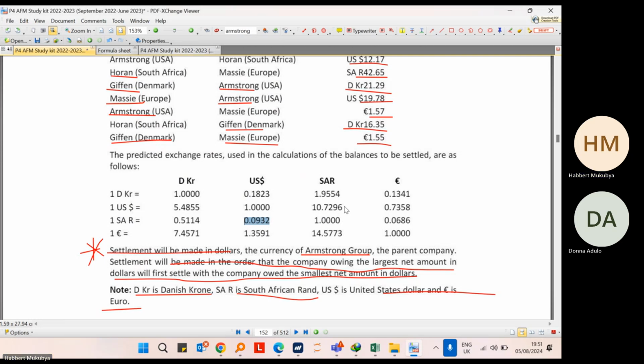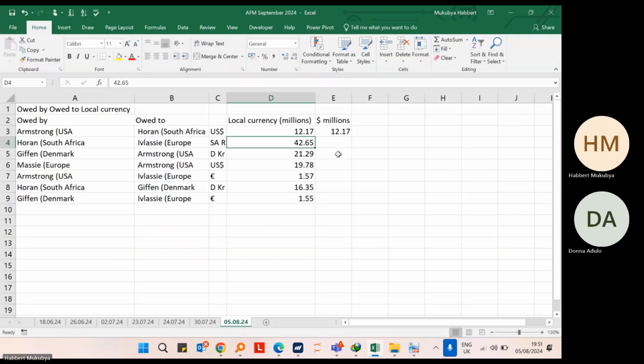Sometimes that may be the same thing. Let's see. So these are the same. You know how these cross rates work. If I have rands and I want to convert to dollars, I can multiply by $0.932, or I can just get the same by dividing by 10.729. So let's do 0.932. We multiply this one by 0.932, which gives us 39.74. Those are our million dollars.